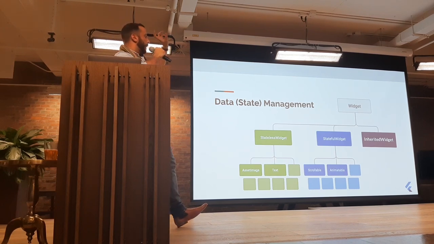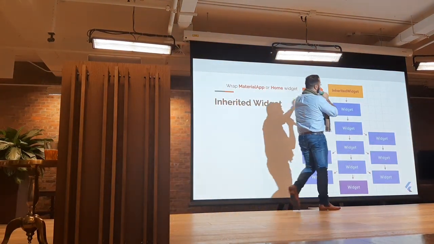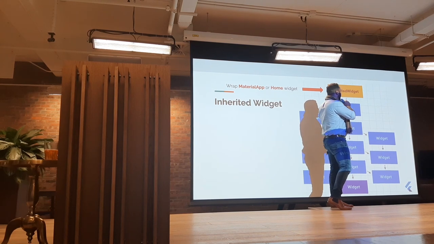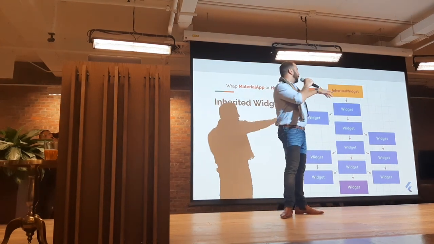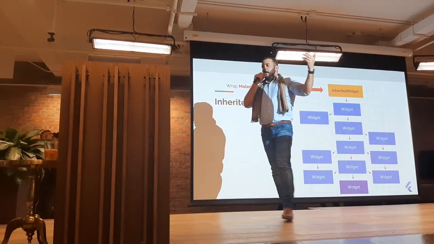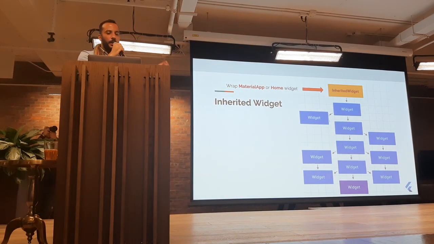So you can put your state in the beginning of the app. So this would be your inherited widget. And then any widget within that tree, if it wants to access the data from this inherited widget, it'll be like, hey, can I get like the color of this? And then the inherited widget will be like, yeah, sure, here you go. Because it's built in that way and it's specifically designed to deal with this problem.